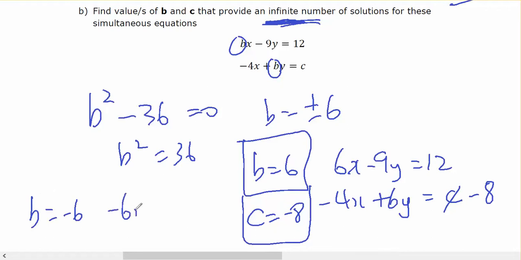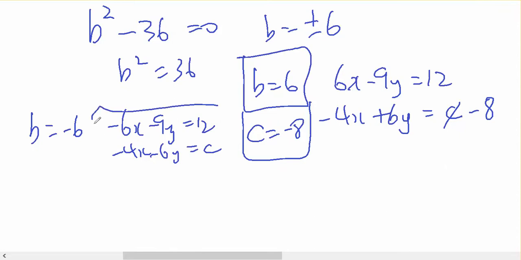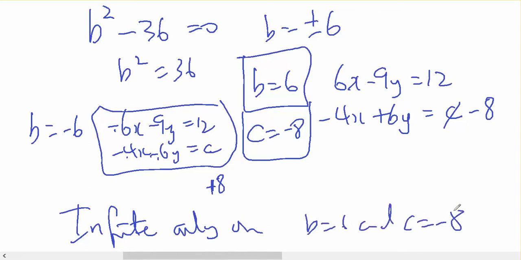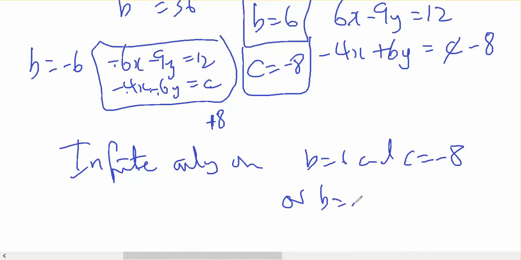So I've got minus 6x minus 9y equals 12 and minus 4x minus 6y equals c, and for this to be infinite, therefore I want c to equal negative 8. No, positive 8, because that's positive, that's negative, that's negative, that's negative. I want them both to be positive. So yeah, infinite solutions only when b equals 6 and c equals negative 8, or b equals negative 6 and c equals positive 8.